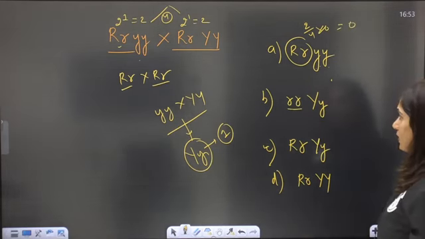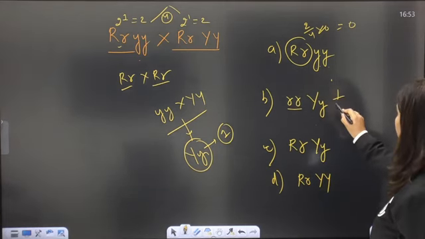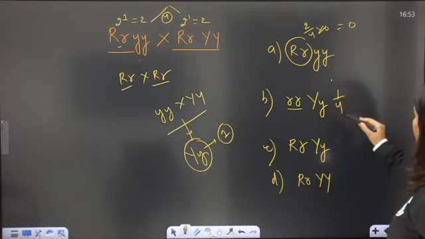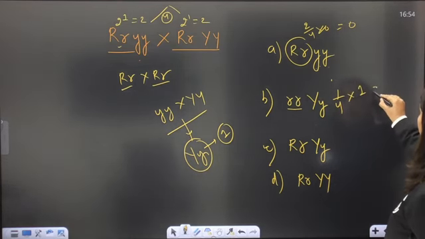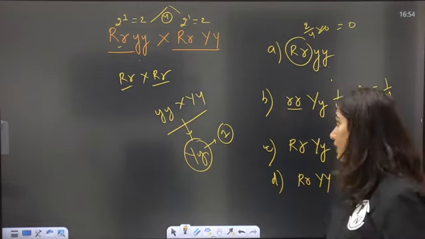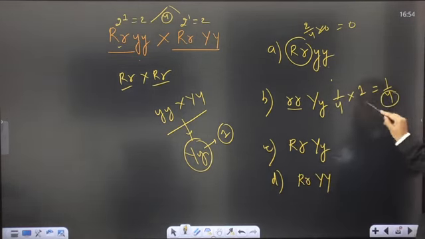Small r is possible? Yes. What frequency? 1 by 4. Is this possible? Yes. What frequency? 1. So it comes out to be 1 by 4. We have not made any mistake because by default 4 is coming.